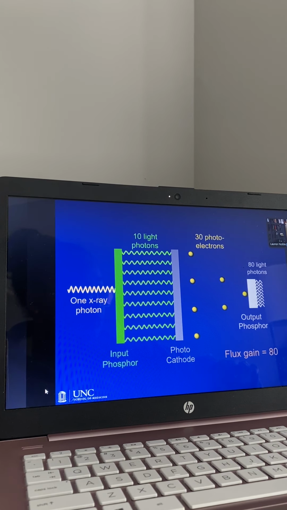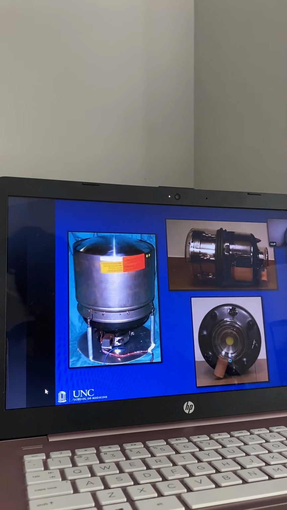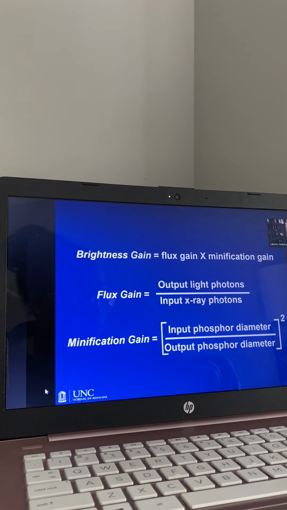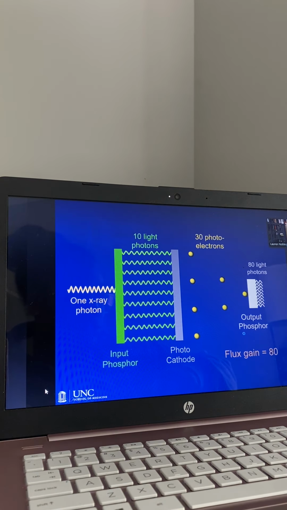What's the flux gain looking at? Oh, 80 divided by 1. It's 80 divided by 1. So it's just simply looking at what we end with versus what we began with. Okay, so that's how a flux gain of 80 was calculated: 80 light photons divided by 1 X-ray photon gave a flux gain of 80.